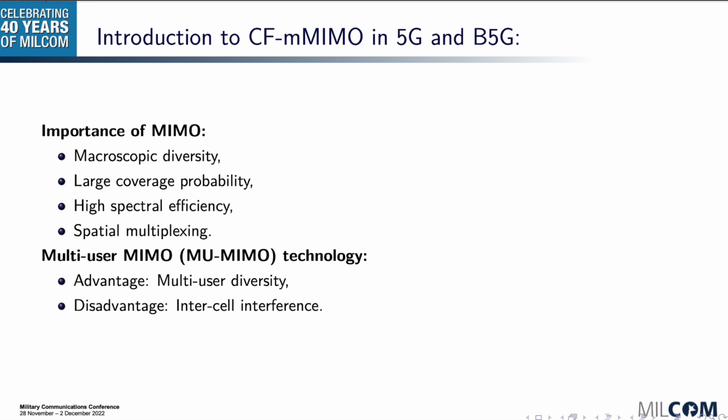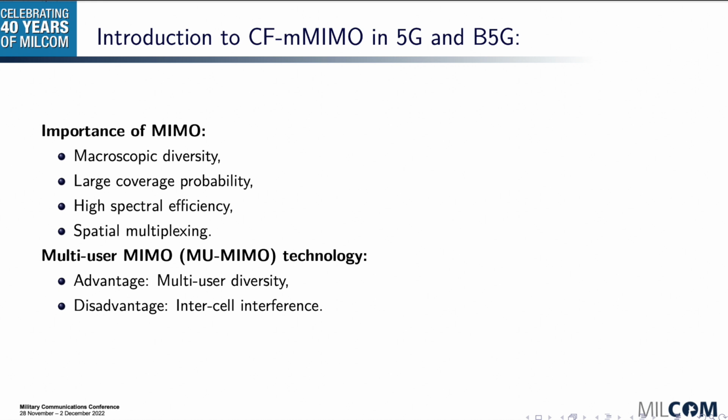Firstly, MIMO systems provide macroscopic diversity. Secondly, large coverage probability. Due to its macroscopic diversity nature, MIMO systems can provide service over a larger geographical area. Thirdly, high spectral efficiency. Spectral efficiency is also called bandwidth efficiency, and it refers to the rate at which information can be transmitted over a given bandwidth.